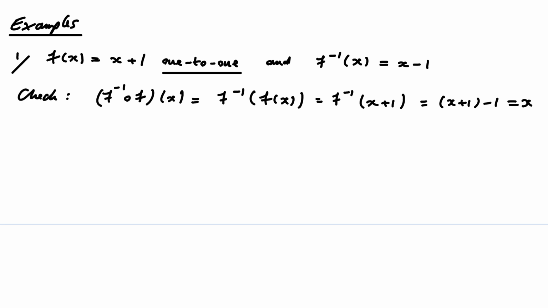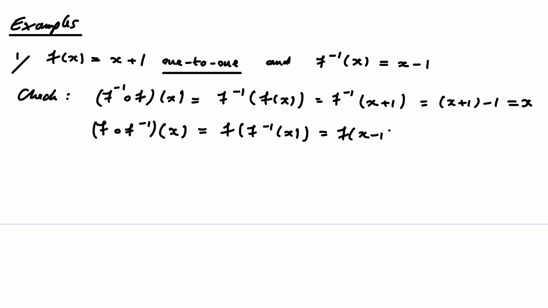But I want to do it the other way around. Let's do f composed with f inverse. We need both of these to be true. So rather than write y, let's just write x. I just need to check it's the same thing. So this is equal to f with f inverse of x fed into it. So that would be f of x minus 1. That's x minus 1 plus 1. That's equal to x by the associative property of addition. Nice.